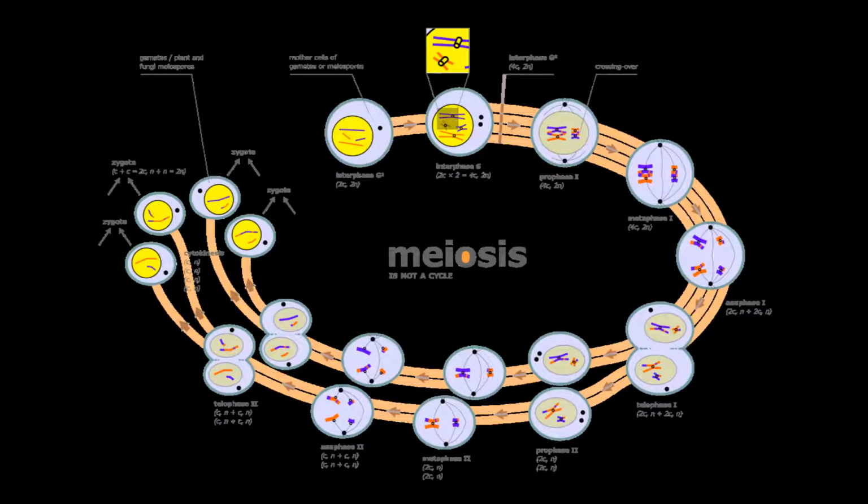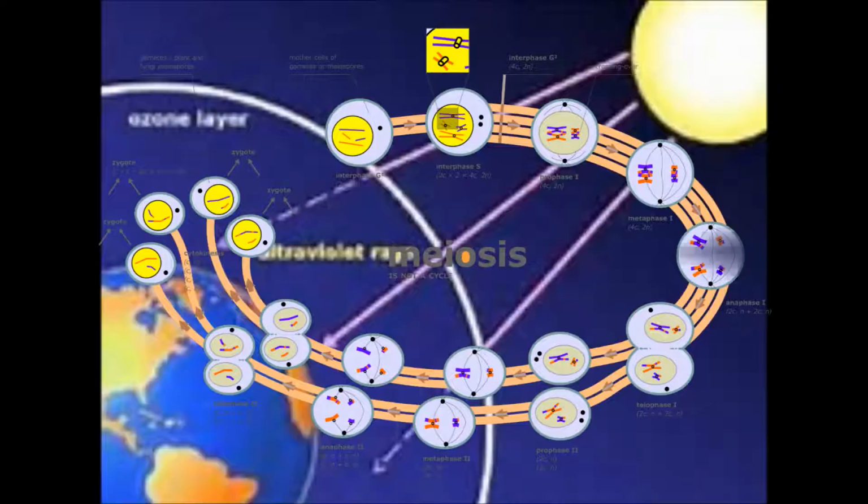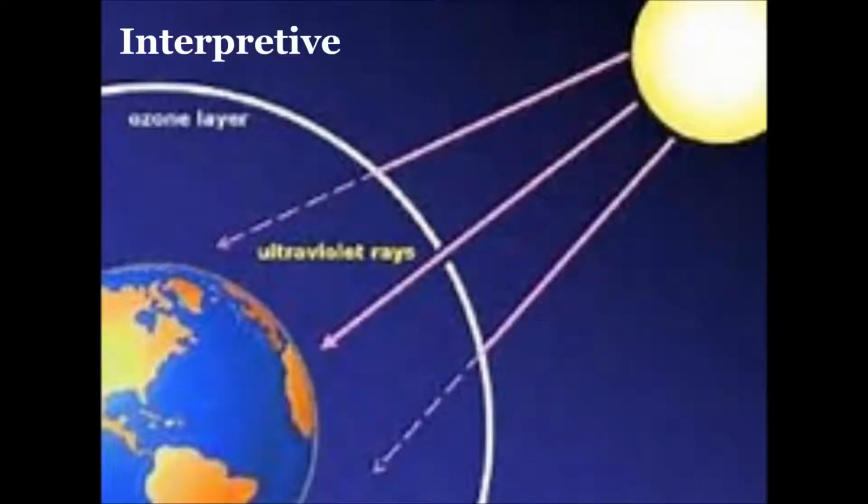Here's an example of an organizational image. You can look at the meiosis process here. Here's an example of an interpretive image. This is making something abstract more tangible. A graphic of the ozone layer here.